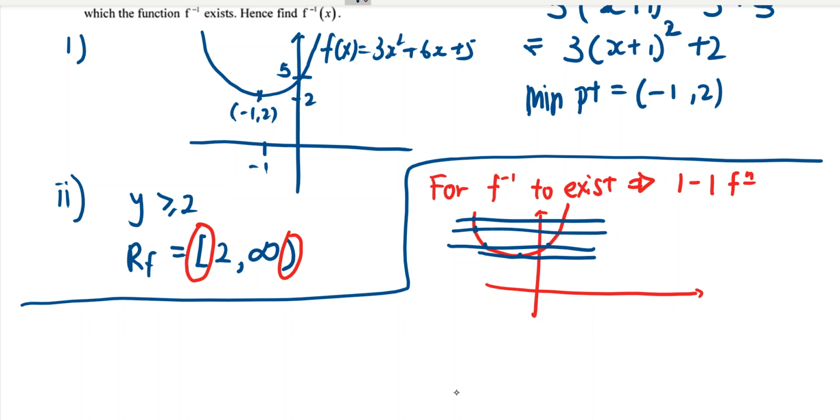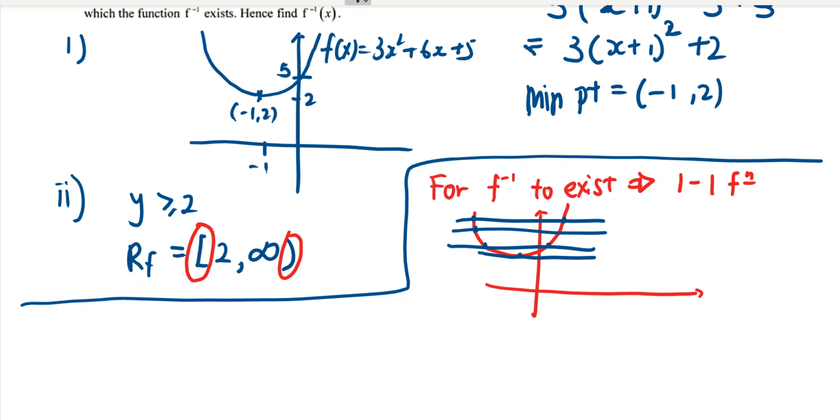But if I draw a line like that, I still have 2 answers. So this is called a horizontal line test. If you do not pass the horizontal line test, in which one x value can only have one y value, then you are not 1-1. So in this case, at this moment, your f(x) is not 1-1. But we can restrict the domain.